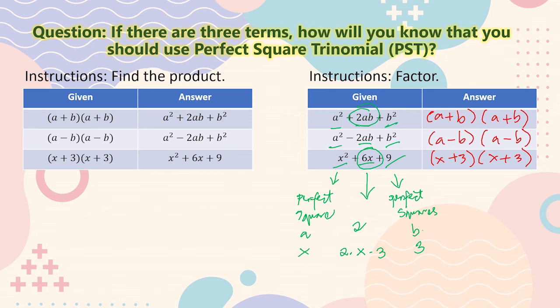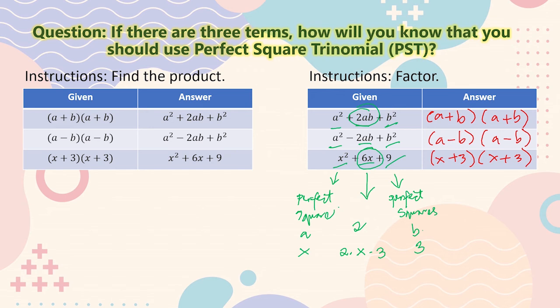The middle term or the second term is always an even number. So there must be a factor of 2. That's another way to determine whether it's factorable by PST or not. If it is not even, automatically you will not think of it as factorable using PST. There you go. That's how you will determine whether you can use PST or not.